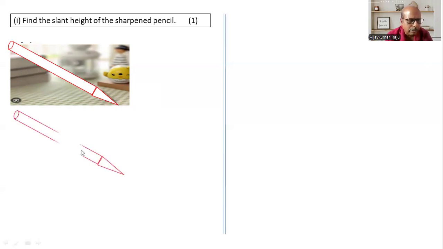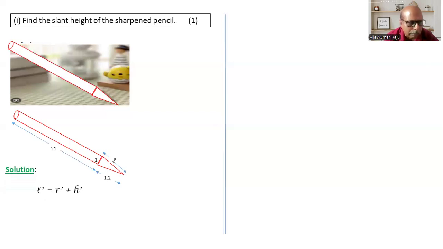So let us draw it again. Now let us write the values what is given. Length of the cylindrical portion is 21 centimeter. Height of the conical part is 1.2 centimeter. This is the slope which is called the slant height. And the diameter of the pencil is 1 centimeter. Okay. What you have to first find? You have to find the slant height of the pencil. Slant height means you have to calculate L. What is the formula for slant height?